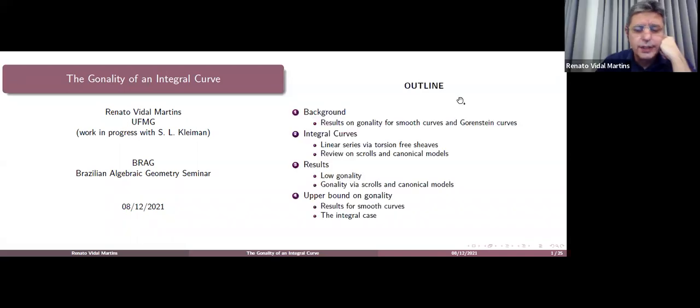So, here is an outline for the talk. I'm going to start with some background, results on gonality for smooth curves and Gorenstein curves. Then I'll address the integral case, linear series via torsion-free sheaves, and a review on scrolls and canonical models. Then I'll state some results on low gonality and gonality via scrolls and canonical models. And at the end, I'm going to discuss an upper bound on gonality, results for smooth curves, and the integral case also.